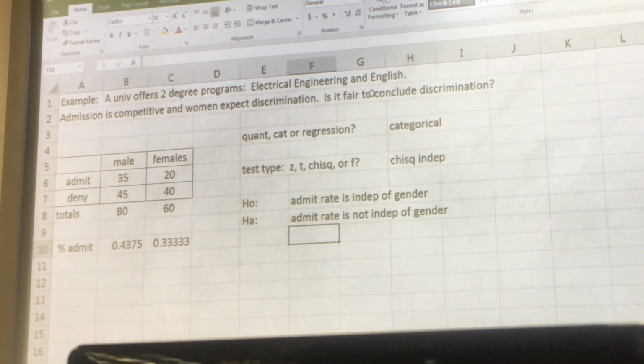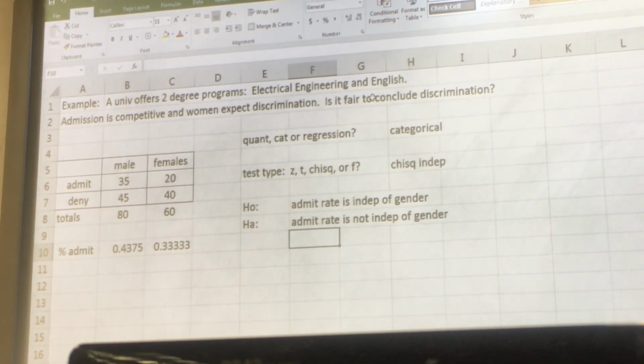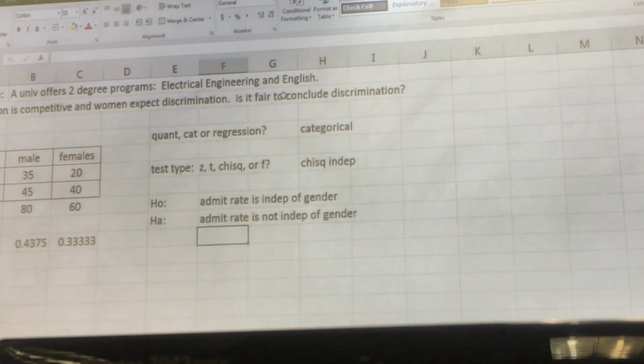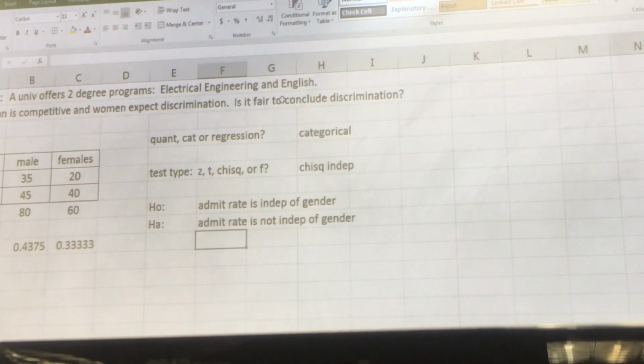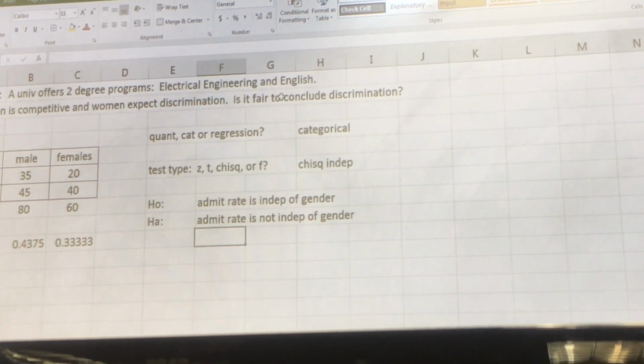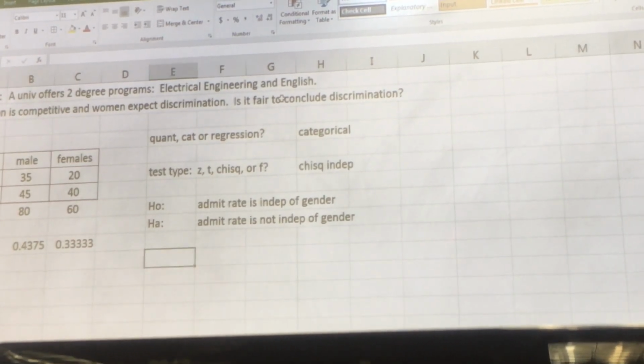All right, so that one's going to be a little different. Chapter 12 is our exception chapter to the null hypothesis. Otherwise, you should put an equation there. All right, so we know it's a chi-square independence test.